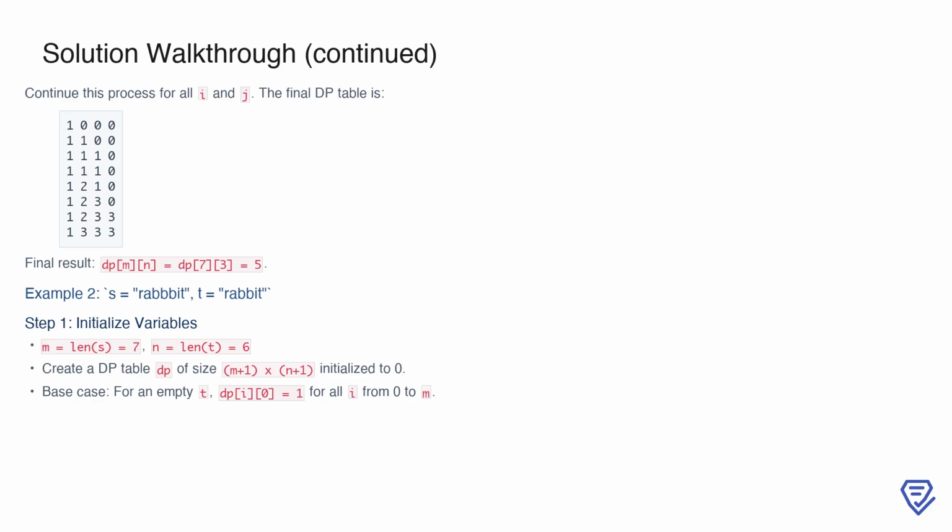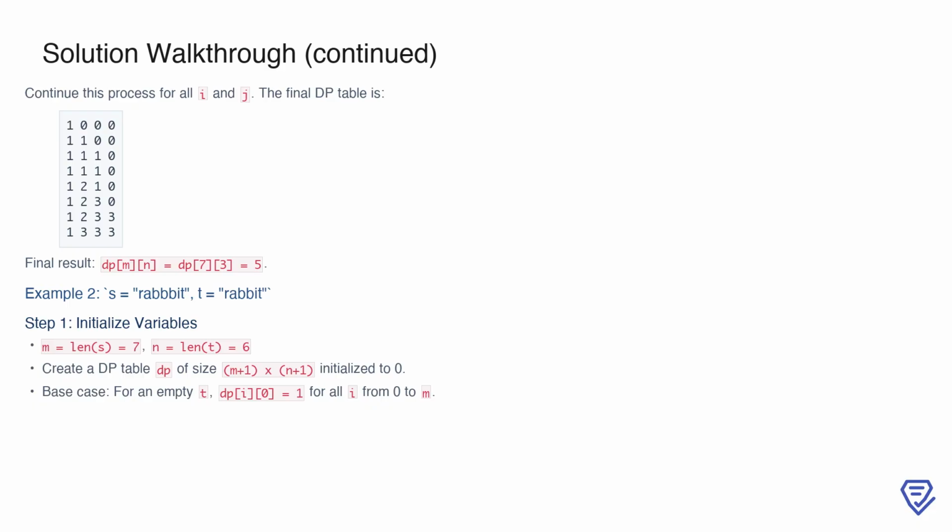At the end, the completed DP table for this example looks like this: rows filled with values that represent the cumulative number of ways to form subsequences of T from prefixes of S. The value at DP[m][n], which is DP[7][3], gives us the total number of distinct subsequences of S that match T. In this case, the result is 5. With this example complete, we now move on to another example, where S is "rabbbit" and T is "rabbit".